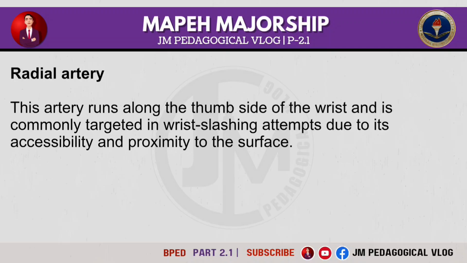Radial artery. This artery runs along the thumb side of the wrist and is commonly targeted in wrist slashing attempts due to its accessibility and proximity to the surface.